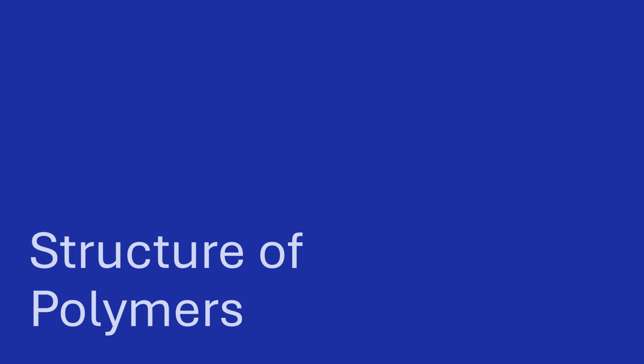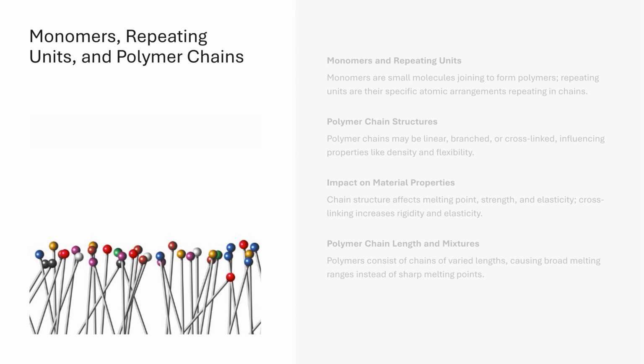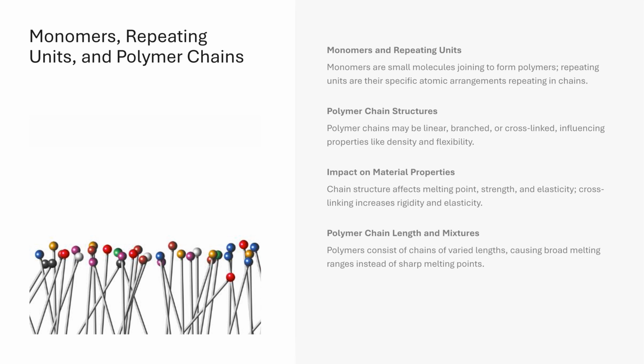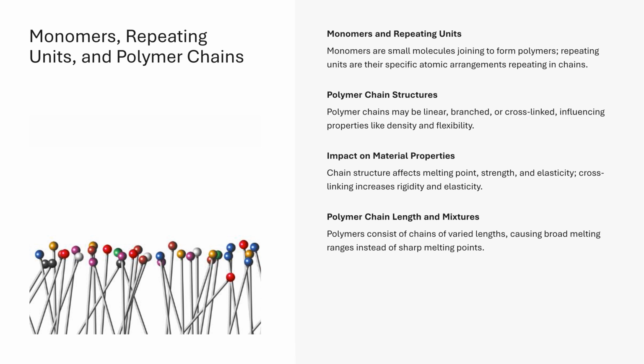Monomers, repeating units, and polymer chains. A monomer is a small molecule capable of joining with others to form a polymer, while a repeating unit is the specific arrangement of atoms that repeats along the polymer chain.